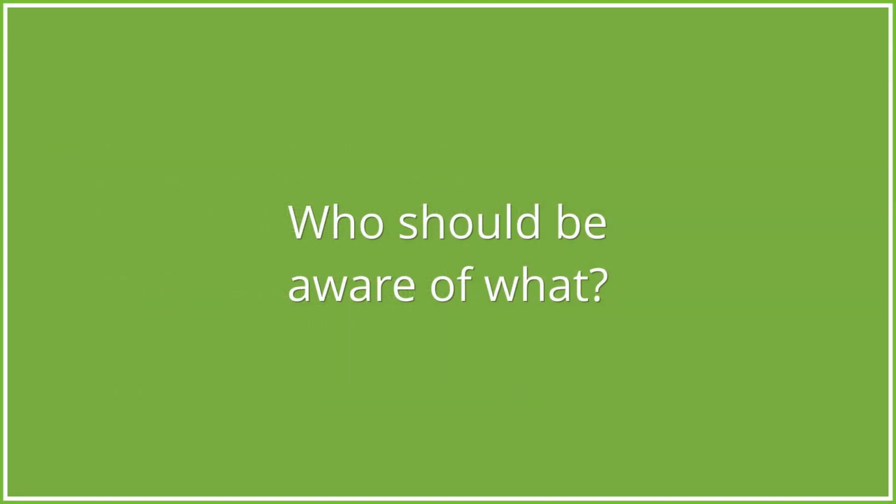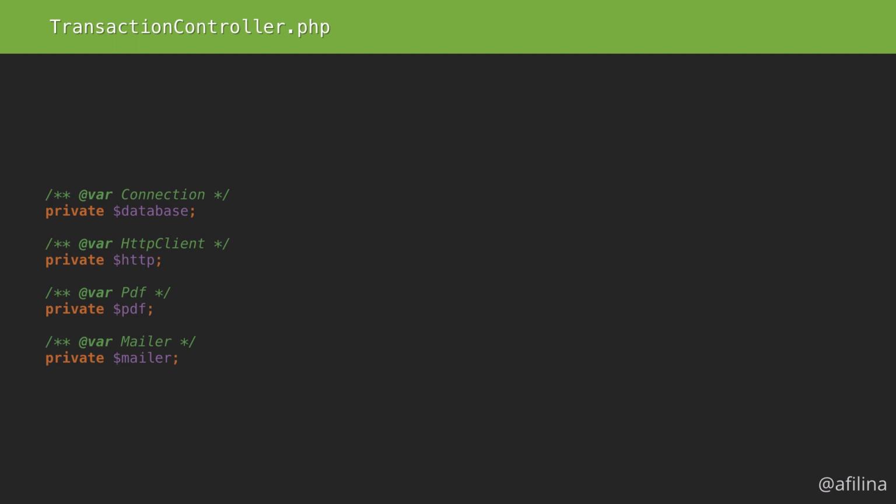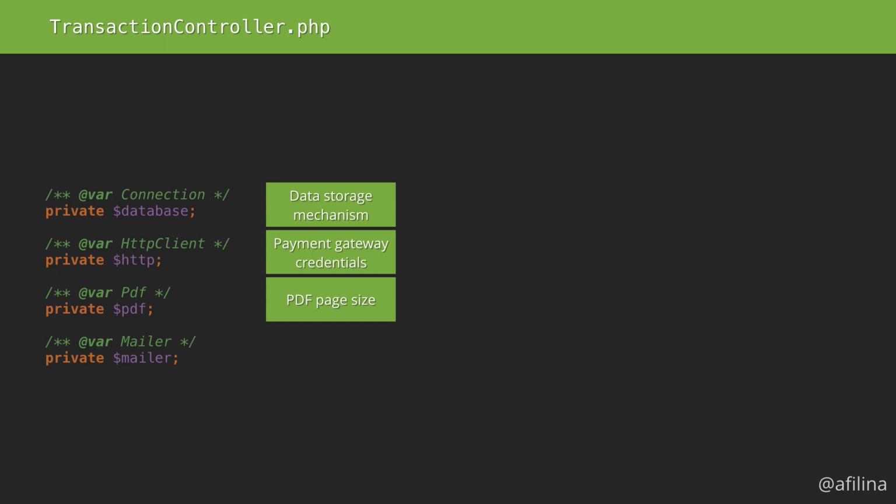So who should be aware of what? Who should care about the payment gateway credentials? The HTTP client is the only one who communicates with the payment gateway, so that should go here. Who cares about the PDF page size? Well, that's for the PDF library. Who should be aware of the data storage mechanism? That's the database. SMTP configuration? That's for the mailer. The database would never need to know or care about the SMTP configuration.